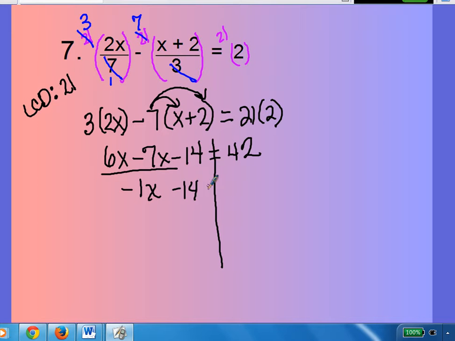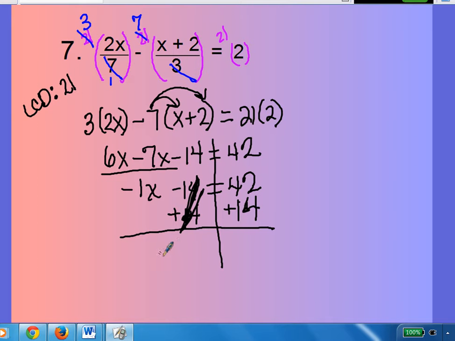Minus 14 equals 42. Alright, so in our quest to isolate the x, we've got to move numbers across the border. So let's disguise this negative 14 as a positive 14, because we don't want him over here, we want him to zero out. So we're going to add 14 to both sides. And we'll bring everything else down. Negative 1x equals 56.